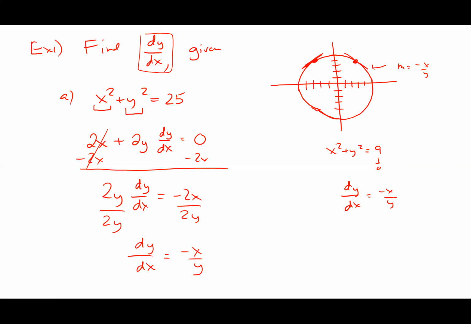Okay, so now let's see. Maybe we should do one more. Or we can probably do a tough one here. Let's see. Let's do B. Here it is. Answer, take the derivative of, oh, this is fun, 5y squared plus sine y is equal to x squared.